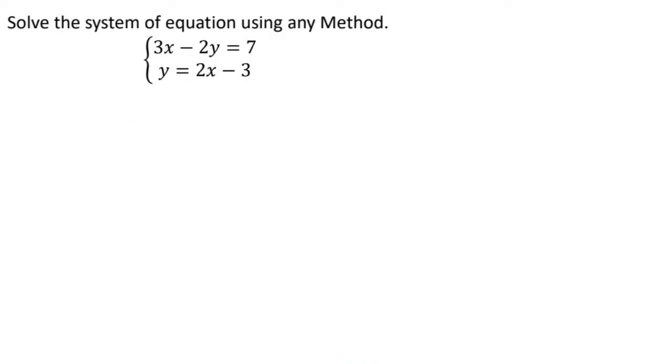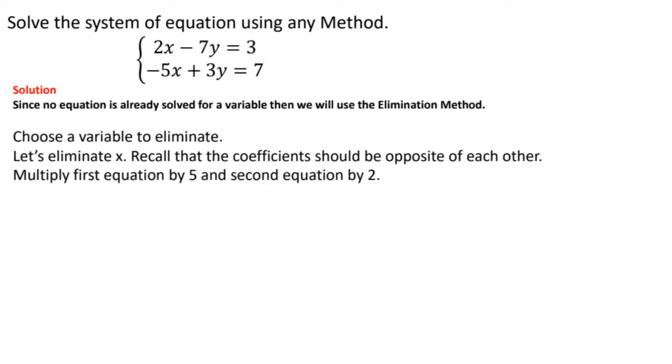Okay, so let's try this one. Here you can see that it's also set up for substitution. So let's go to the next one here. Solve the system using any method. Here, you don't have an equation that's already solved for a variable. So the best method to use is going to be the addition method. However, if you want to use substitution, you can use substitution. But you might end up with some fractions, and so that might be a little bit more work there.